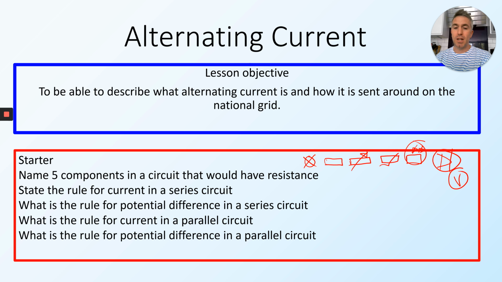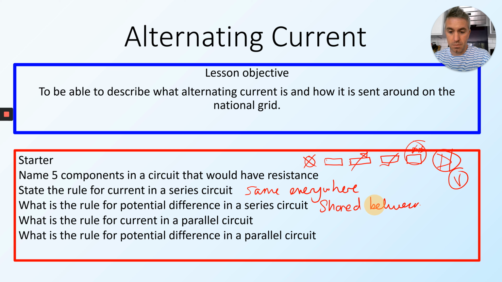What's the rule for current in a series circuit? It's the same everywhere. In a series circuit, the current is the same everywhere. And what's the rule for potential difference in a series circuit? It's shared between the components. If you get 6 volts from the battery and there are 2 components, they'll each get 3 volts each.